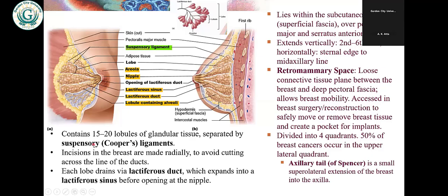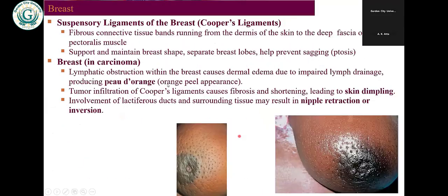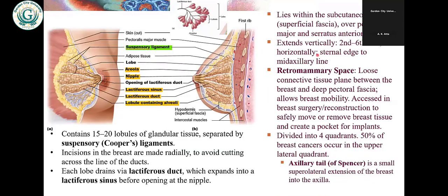So this Cooper's ligament, or the suspensory ligament of the breast, extends from the dermis of the skin to the pectoral fascia. They are the ones that actually separate the breast into lobes. Their main job is to support and maintain the breast shape, and also prevent ptosis, breast sagging.